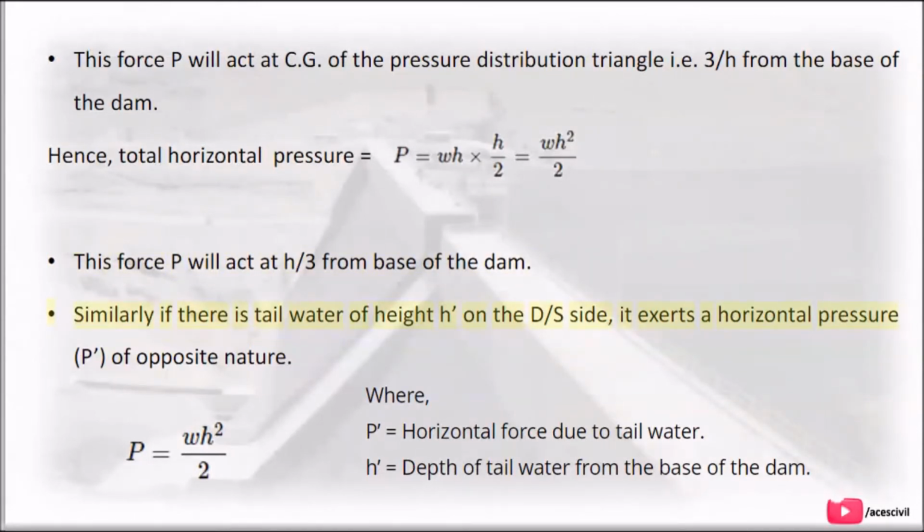Similarly, if there is tail water of height h on the d/s side, it exerts a horizontal pressure P of opposite nature, where P equals the horizontal force due to tail water, and h equals the depth of tail water from the base of the dam.